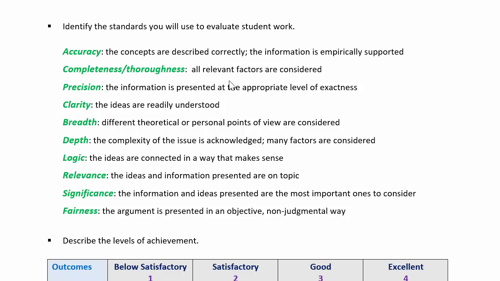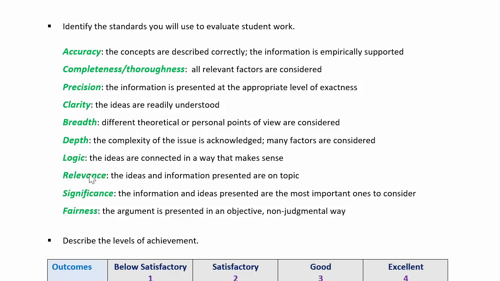Completeness, thoroughness, all relevant factors are considered. Precision, the information is presented at the appropriate level of exactness. Clarity, the ideas are readily understood. Breadth, different theoretical or personal points of view are considered. Depth, the complexity of the issue is acknowledged.